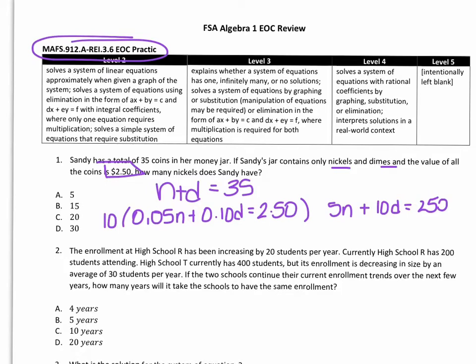And then just so that I can cancel, and dealing with tens is so much easier, let's multiply the entire top row by negative 10. So I get negative 10n, minus 10d equals negative 350. Especially since I'm looking for nickels, I don't want to solve for dimes first. So now I have 3 equations.